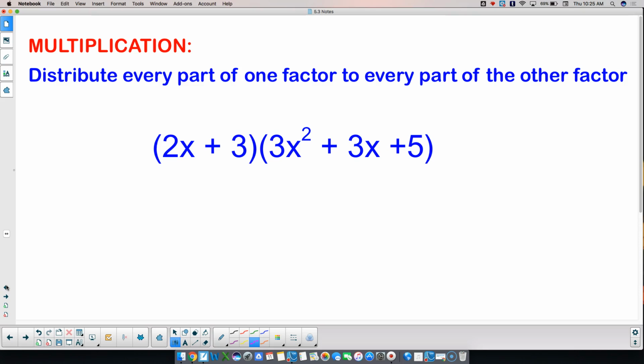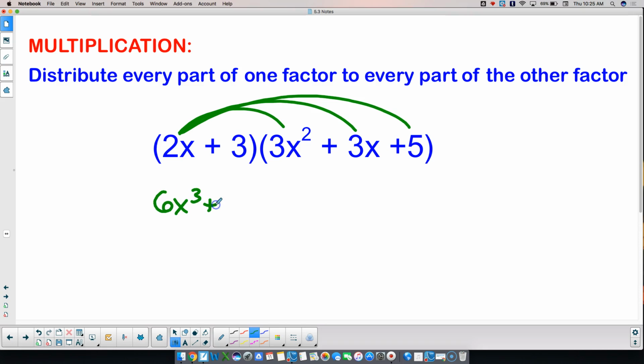But I will tell you that my way, I have found over the course of the years, is organized very well for you. Okay? Makes it a little easier on you. So the first thing you're going to do is take the 2x and distribute it into the trinomial. So this would be 6x cubed plus 6x squared plus 10x.